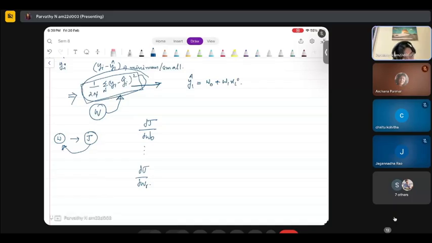So, for example, when we take the derivative of the cost function with respect to w0, you get minus 1 by n sigma yi minus yi hat. Here there is only one w0 term, so taking the derivative with respect to w0 gives 1. And yi hat you can replace by w0 plus w1 xi, and you get minus 1 by n sigma yi minus y hat.